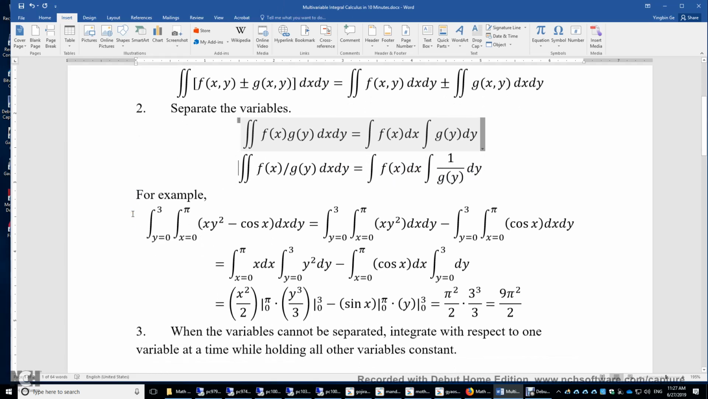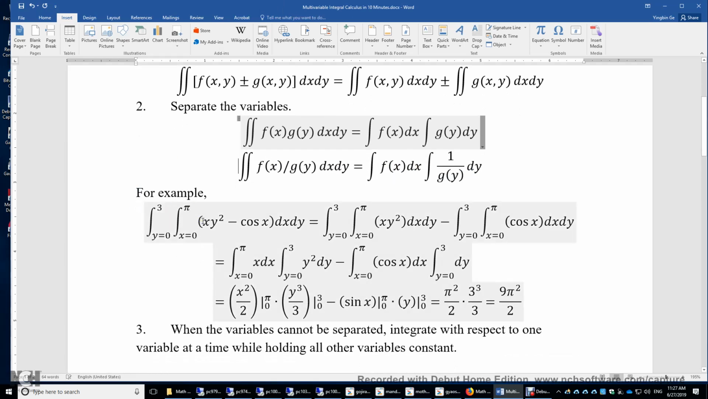Now I'm going to give you an example to integrate this: x y squared minus cosine x. So first we separate these two functions. Therefore we just need to focus on x times y squared and cosine x separately. And x times y squared is the product of x and y squared. Therefore we can separate these two variables. This double integral becomes the product of two single integrals.